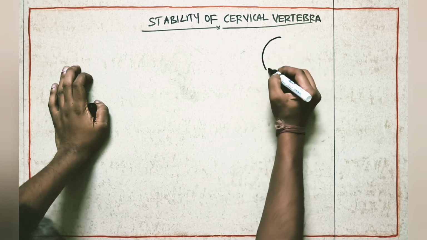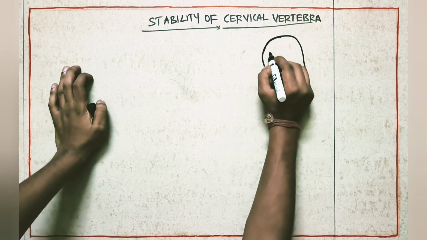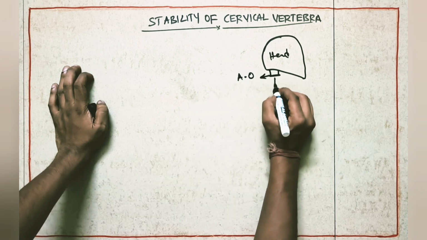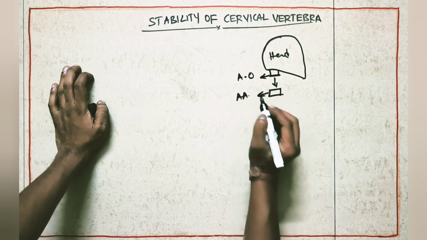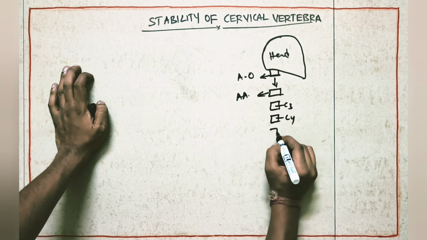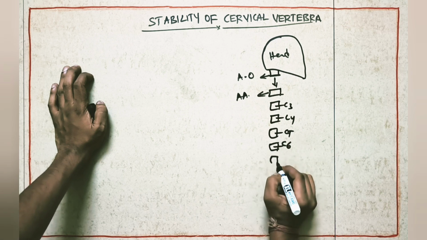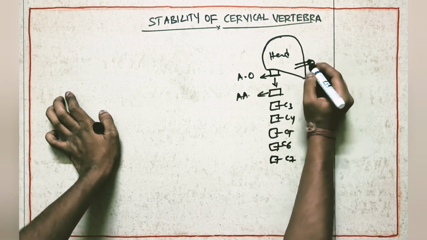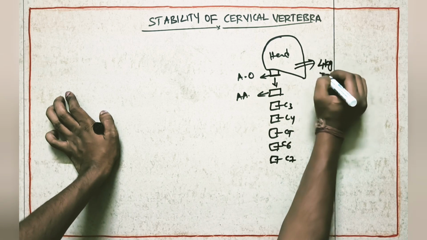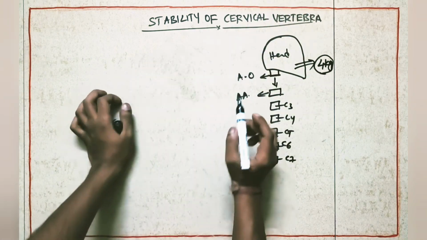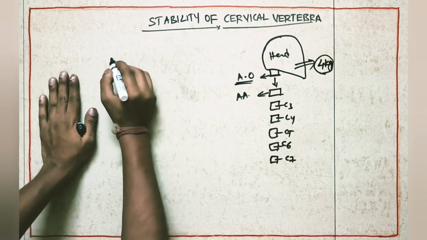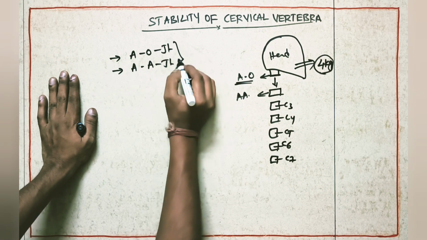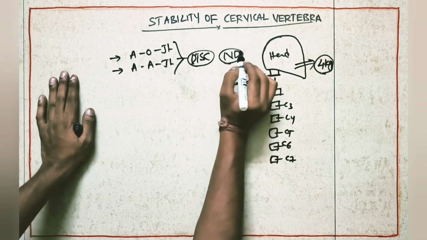Suppose we see this is the head of an individual. Here we have one joint, the atlanto-occipital joint. Behind this we have one more joint, that is the atlanto-axial joint. Below this we have C3, C4, C5, C6, C7. So this is the cervical spine. Suppose, for example, head weight is almost, we'll take it as 4 kg. So now the 4 kg weight will come to the atlanto-occipital joint. If we observe one point, at the atlanto-occipital joint and atlanto-axial joint, there is no disc. There is no intervertebral disc in these two joints.